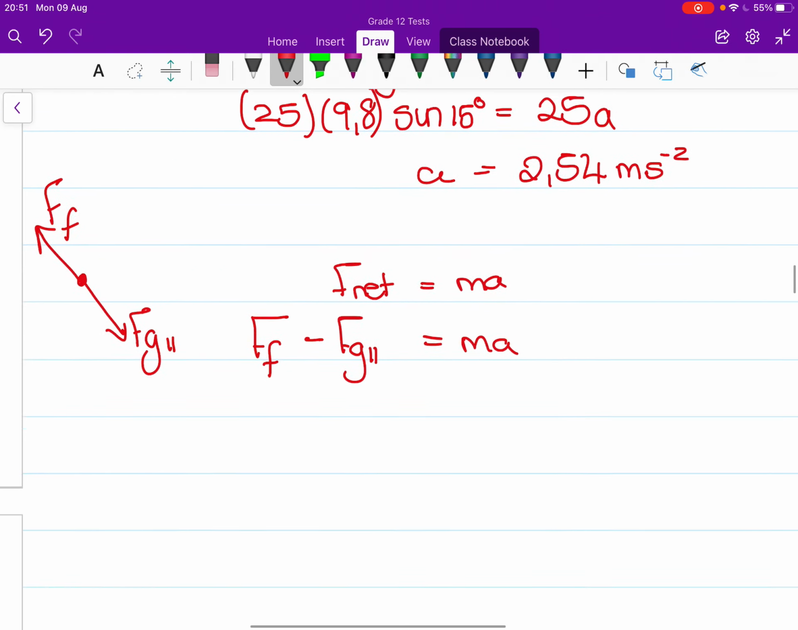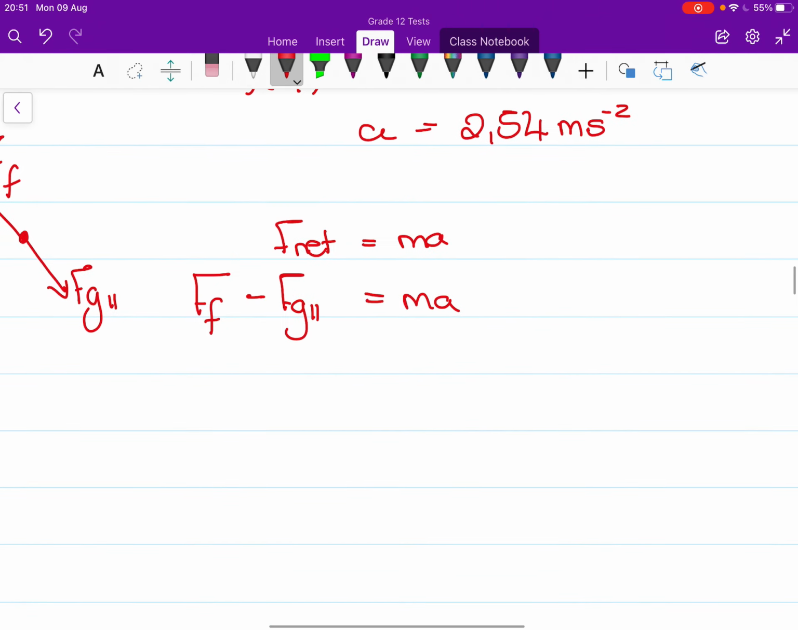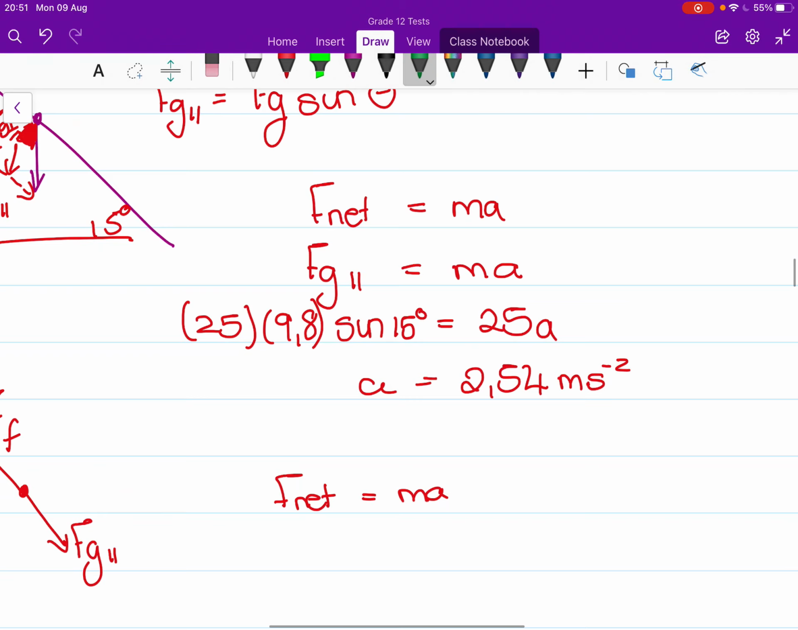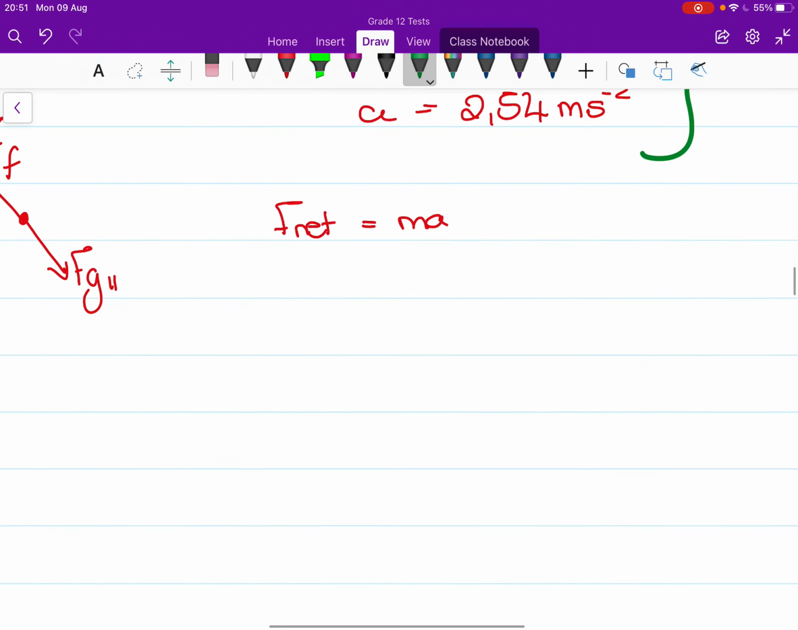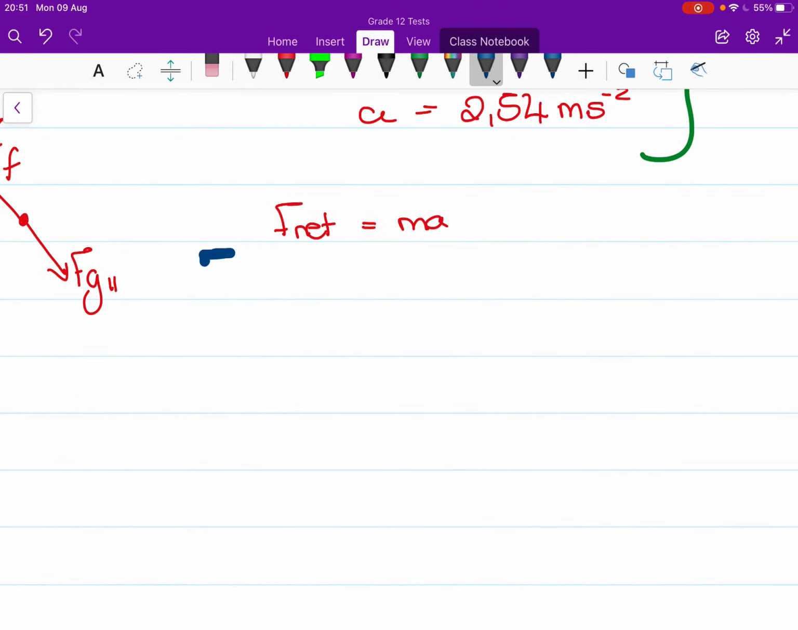Okay, and I need you to see something. By going FG minus FF minus FG, I've actually changed my sign convention as well. I'm making up positive, which we really shouldn't do. So we need to change this, because for this question, down is positive. So actually, that's a bad choice. I've got to go FG parallel minus FF equals MA.